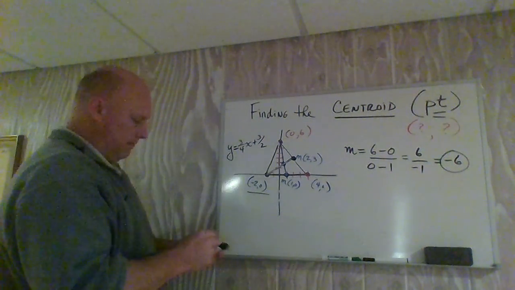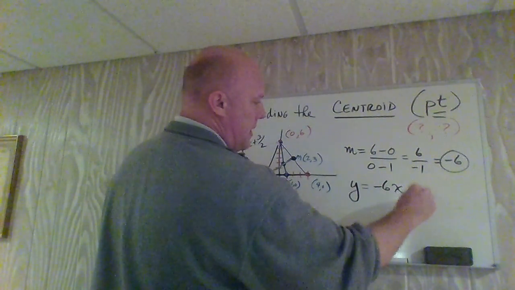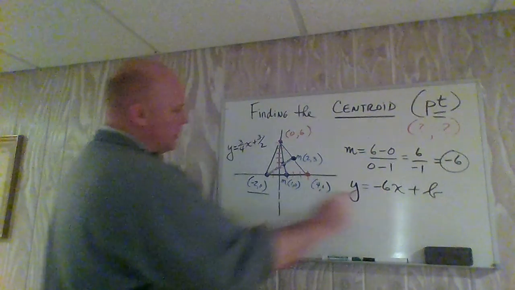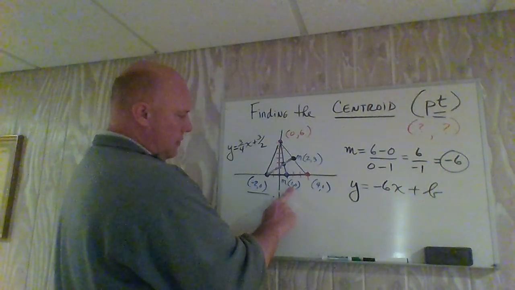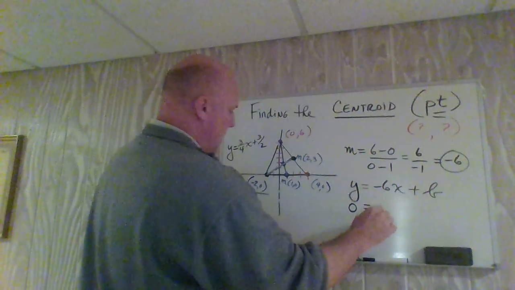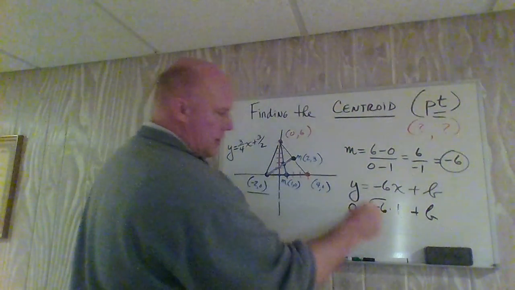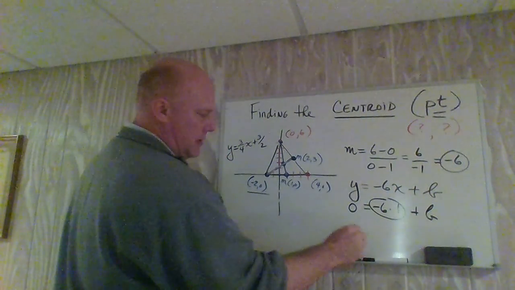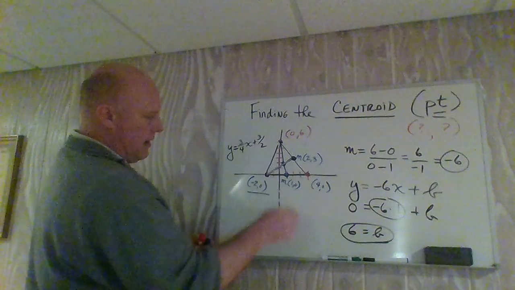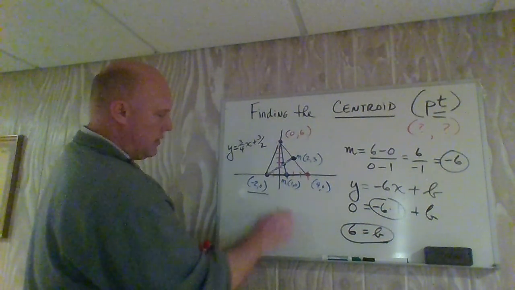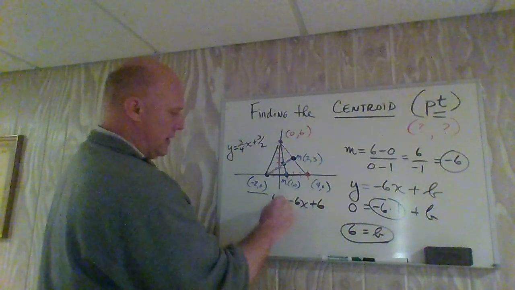Now we're going to plug that back in to y equals mx plus b, but we already have the m. So now we're going to use one of these 2 points. I'm going to use 1, 0. So I'm going to substitute 0 in for y, and I get negative 6 times 1 plus b. So this gives me negative 6. If I add 6 to both sides, I get b equals 6. So this steep line, its equation is y equals negative 6x plus 6.